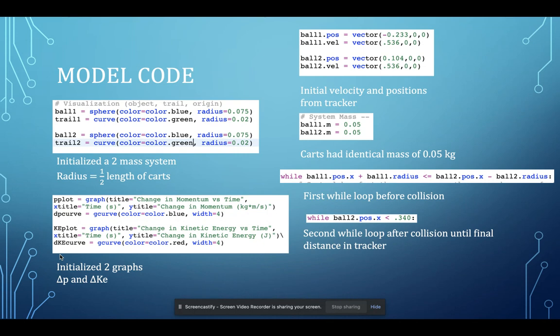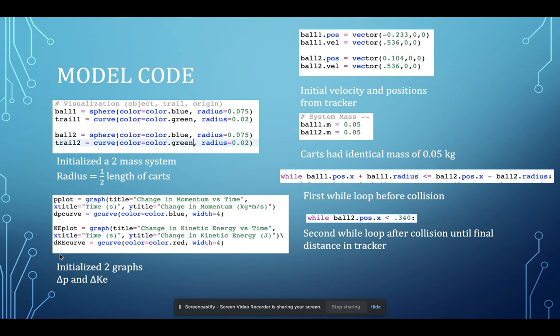So for the model code, we first initialized a 2-mass system, and these just being 2 spheres with a radius equal to half of the length of the carts. We also initialized 2 different graphs, these being the change in momentum and change in kinetic energy that we will plot to later. We also initialized the velocity and positions using the data from Tracker. I just found the average velocity of each of the carts when they were in motion and the initial position of each cart from Tracker.